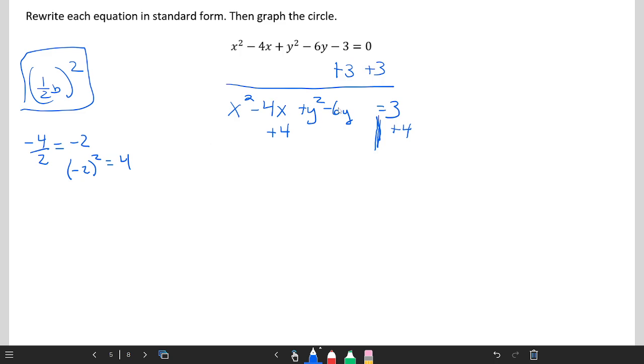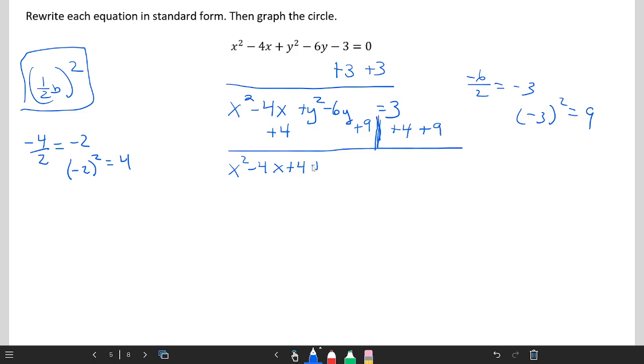Alright, now over here the linear term has a coefficient of negative 6. So if we cut that in half, we have negative 3, and if we square negative 3, we get 9. So we're going to add 9 here, and again that means we have to add it to the right side of the equation as well. So on the left side now we have x squared minus 4x plus 4 plus y squared minus 6y plus 9. And on the right side we have 3 plus 4 plus 9, which is 16.